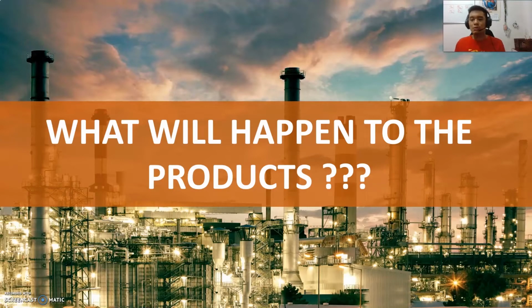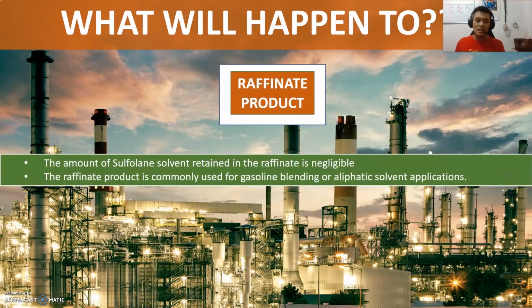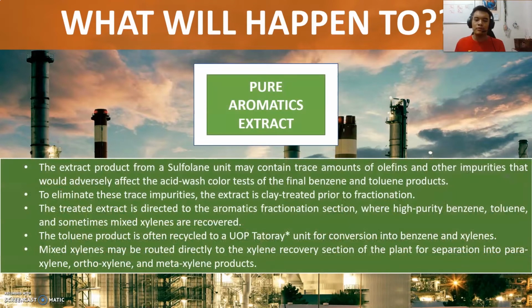Now, we need to discuss what will happen to the products themselves. What will happen to the raffinate product? Well, the amount of sulfolane solvent retained in the raffinate is negligible, and the raffinate product is commonly used for gasoline blending or aliphatic solvent applications. And our other product, the pure aromatics extract, is the one that we want.